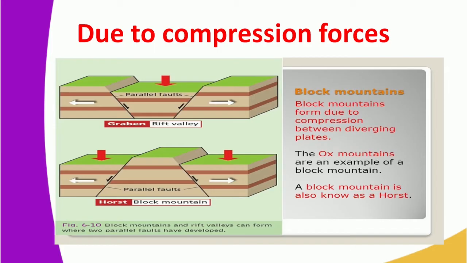For our image here, we have the block mountain, and this block mountain has been formed due to compression forces. The forces have forced the plates to diverge from each other. And this is an image of the Graben Rift Valley. And we have the block mountains being formed as a result of compression forces.